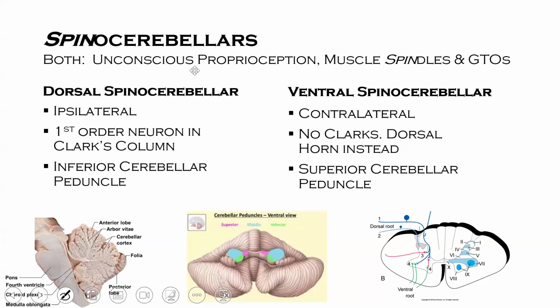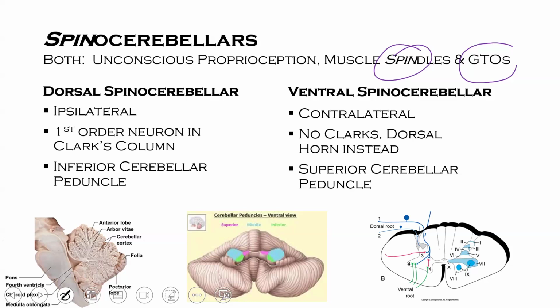Great. So spinocerebellars, from the spine to the cerebellum. This is going to be unconscious proprioception or position sense, so knowing where we are in space without having to think about it. This is going to be our muscle spindles, which are in charge of stretch, and our muscle GTOs, or Golgi tendon organs, which are in charge of tension.